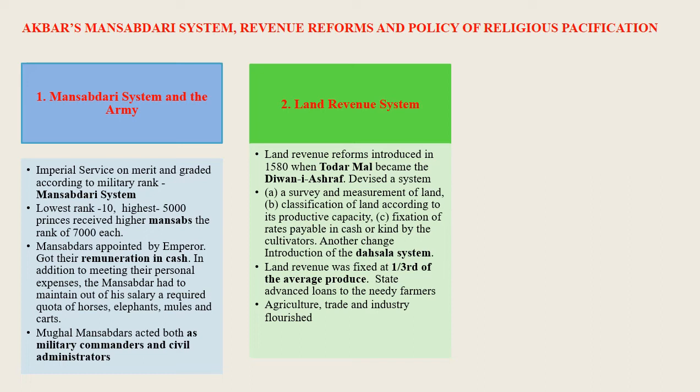Another important change that Akbar made was the introduction of the Dahsala system. Under the system, the average produce of different kinds of lands as well as the prices of the last 10 years were collected from the government records. The land revenue was fixed at one-third of the average produce.